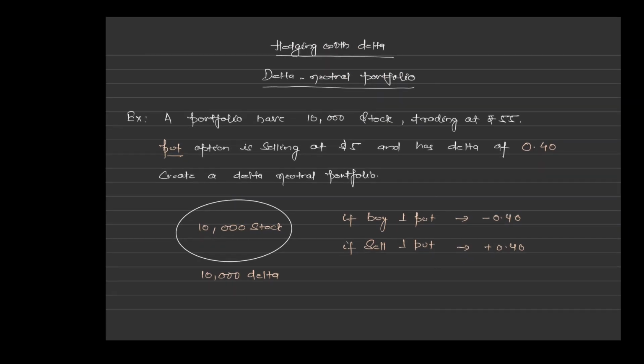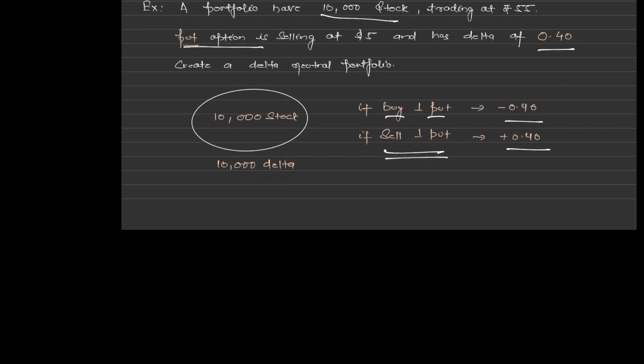Okay, now next, a similar portfolio. Now I will make a delta neutral portfolio with the help of puts. Assume 10,000 stock. Now a put option is there and the delta of the put option is 0.40. Create a delta neutral portfolio. Now if I buy a put, the delta of the put is always negative. So it is negative 0.40. But if I sell a put, the delta will move in the opposite direction for me, so the delta of the put is going to be positive.